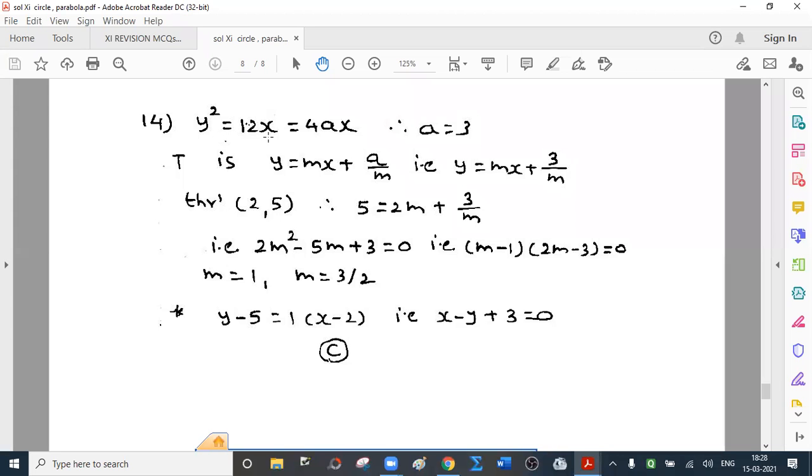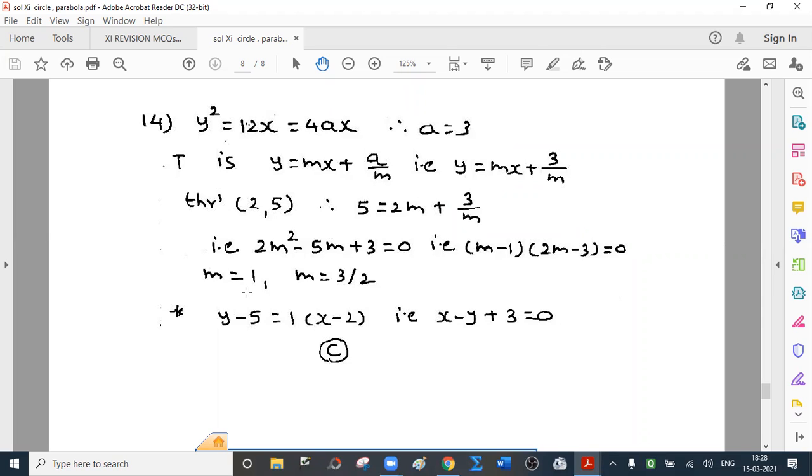See, it is y square equal to 12x. That is 4a equal to 12, so a equal to 3. Now the tangent to the parabola is y equal to mx plus a upon m. This line is always tangent to the parabola. a is 3. Right? Now this passes through (2, 5), so the coordinates will satisfy this equation. Get a quadratic equation. What are the roots? 1 and 3 by 2.